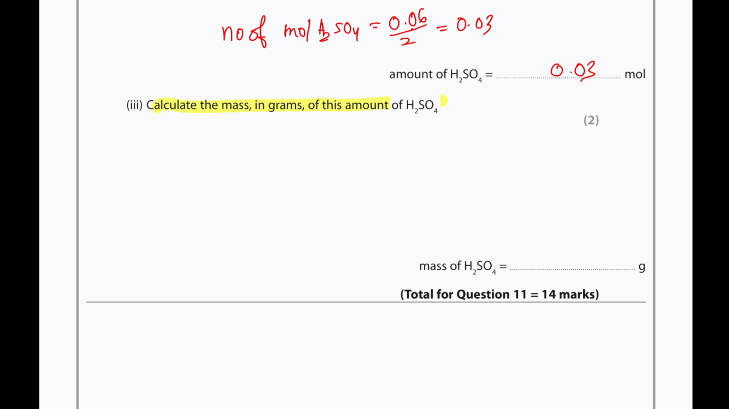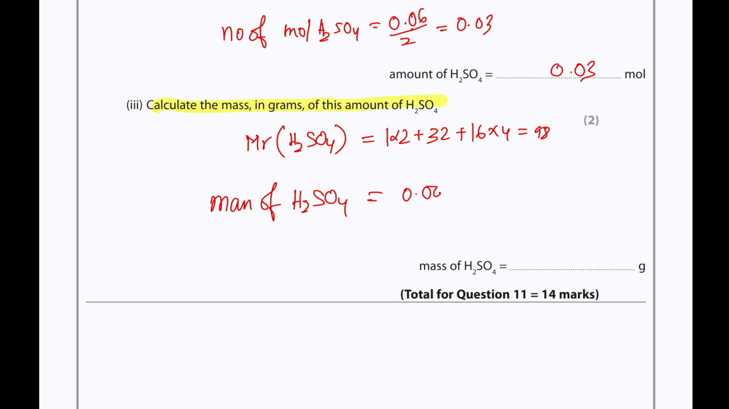Calculate the mass in grams of this amount of H2SO4. So Mr of H2SO4 is 98, and then to find out the mass, we will use the formula mass is equal to number of moles multiplied by molar mass.